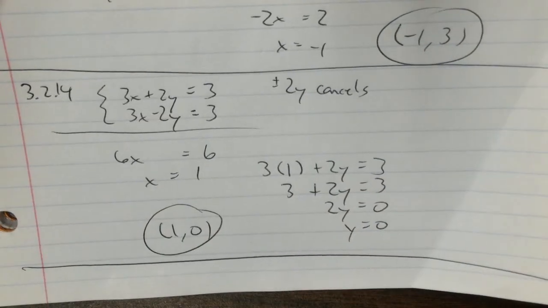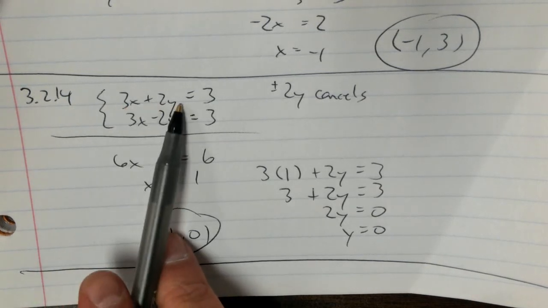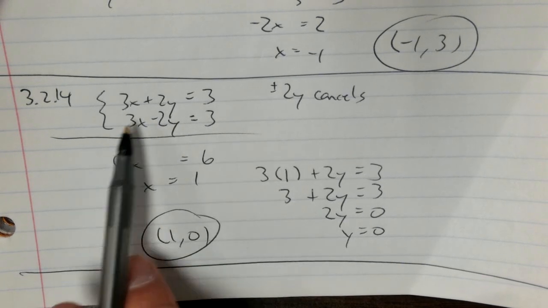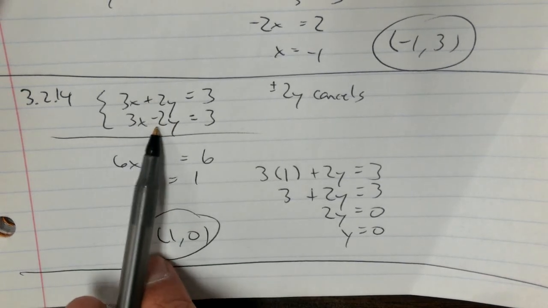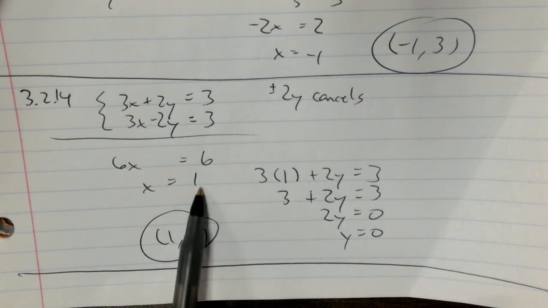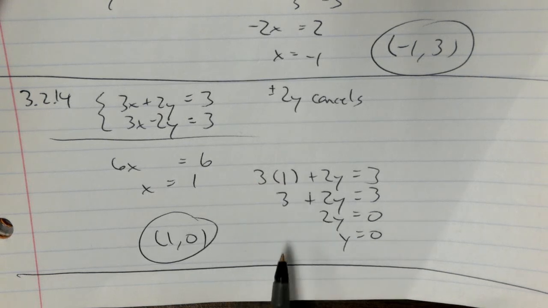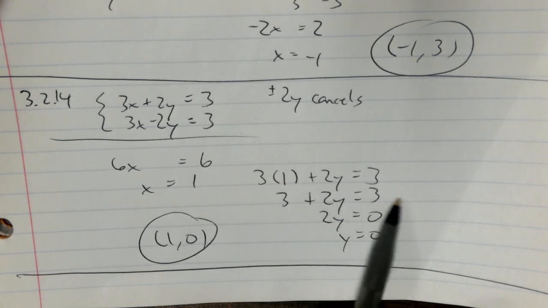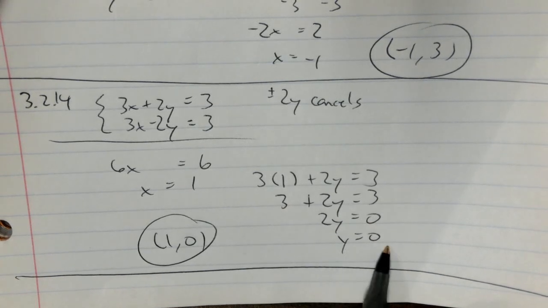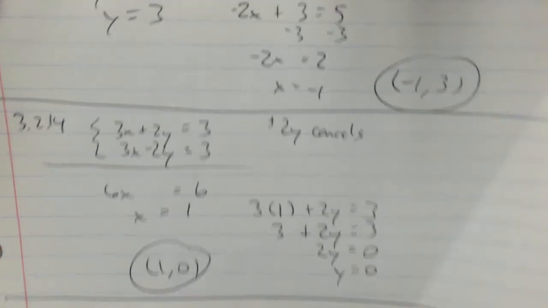And then on this one, 3 2 14, we have our equation 3x plus 2y equal 3 and 3x minus 2y equal 3. So the plus and minus 2y cancels. You have 6x equals 6, and so then x is 1. Then 3 times 1 plus 2y equal 3. 3 plus 2y equal 3. Subtract 3 from both sides to get 0. So y equals 0. So this gives you the ordered pair 1 comma 0.